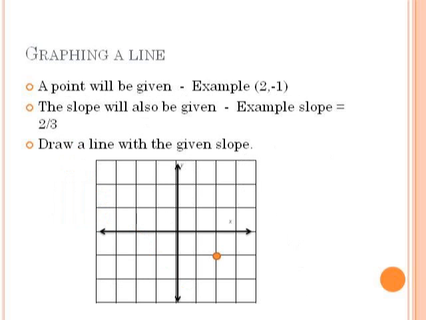A point will be given when you are asked to graph a line. For example, this point right here, this orange point, is (2, -1). Remember, the x always is first, so we start at the origin, move 2 in a positive direction, 1 in a negative direction. That represents our first point right here. That's our example. They will also give you a slope.